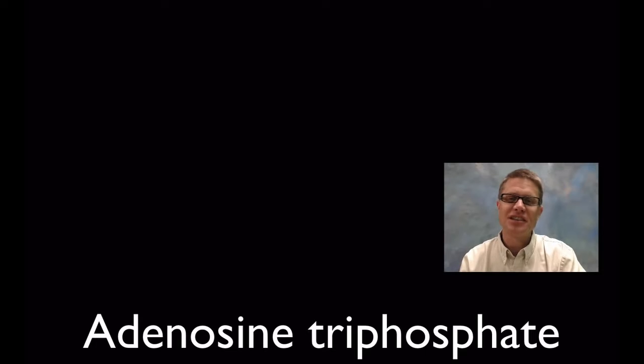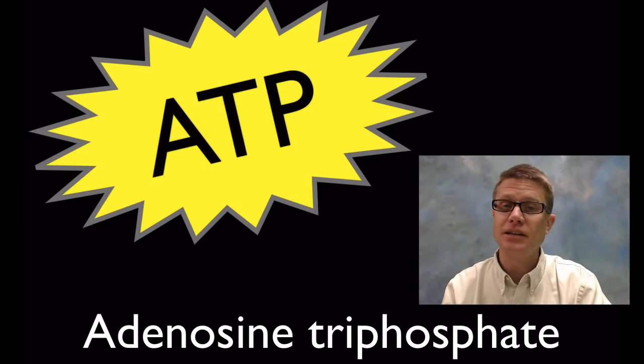Hi, it's Mr. Anderson, and in this video I'm going to talk about adenosine triphosphate, otherwise known as ATP. ATP is usually shown with this yellow starburst behind it, and that's because it contains energy. In fact, it's the energy coinage of all life on our planet. And most of you probably know that, but you might not know the structure of ATP.